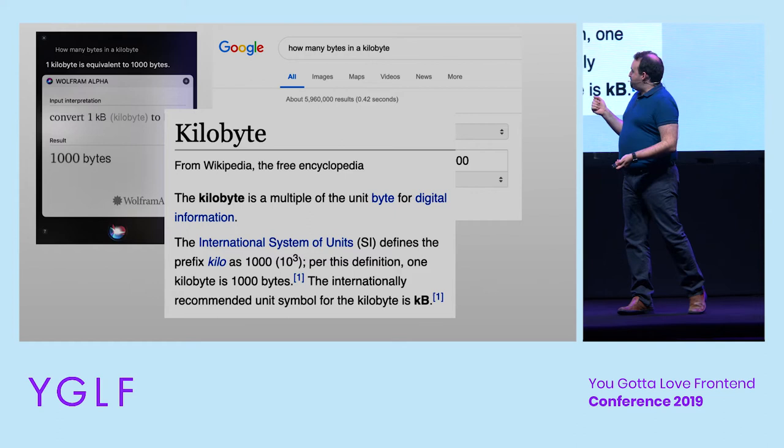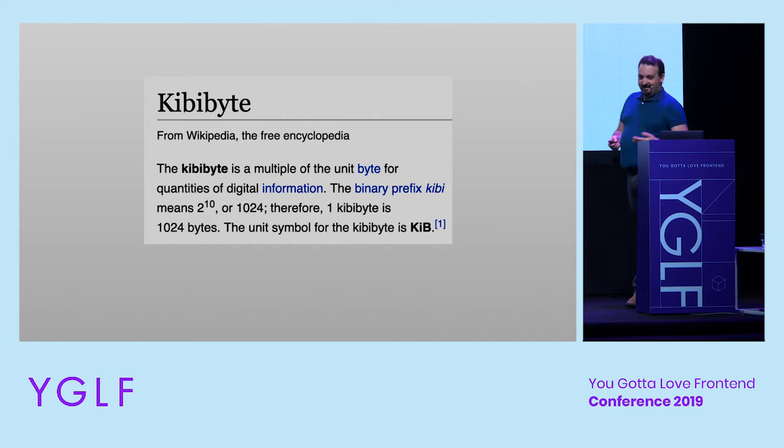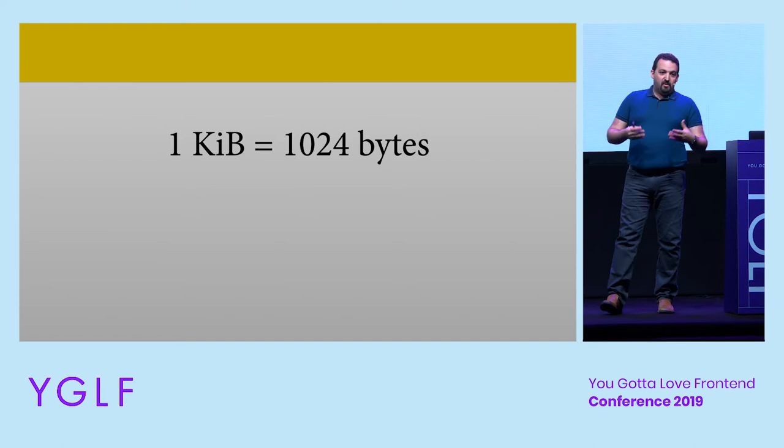So this has been around for 20 years, by the way, so it's not new. We have something known as a kibibyte. The kibibyte is the one that is binary, so that's the one that is 1024. So one kibibyte, and that's the I there, is 1024. When you want to be technically accurate, you need to use these units.